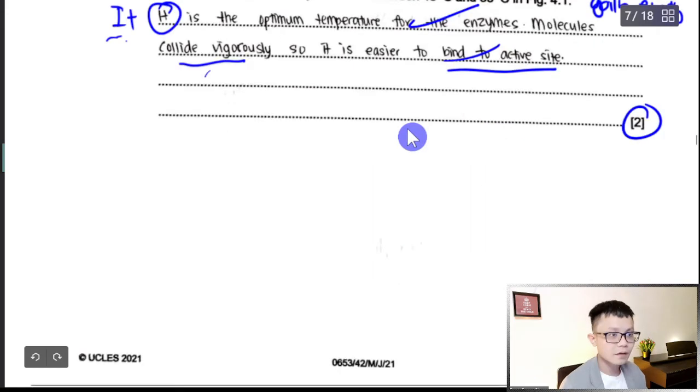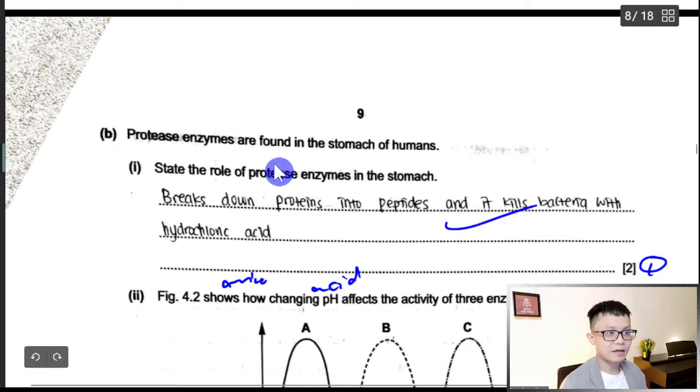B. Protease enzymes are found in the stomach of a human. State the role of protease enzyme in the stomach.